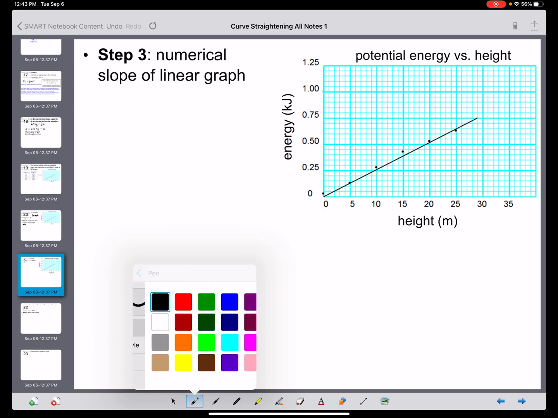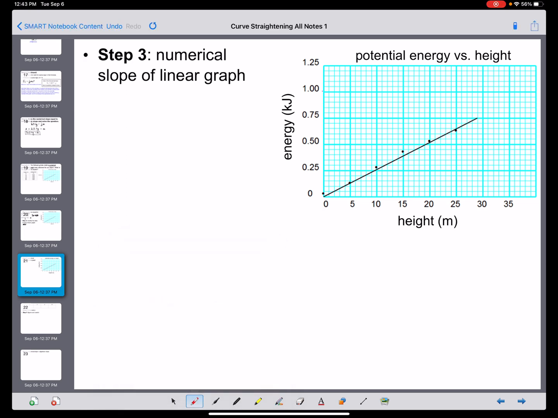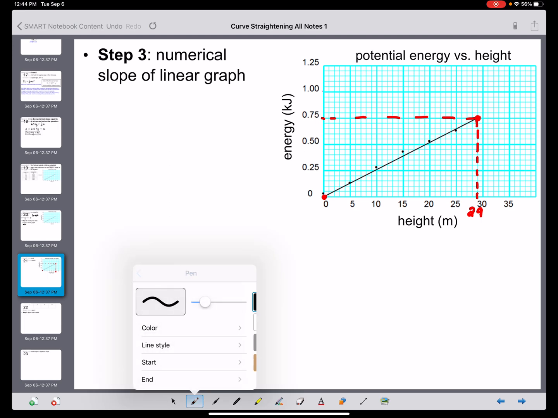Now, for step 3, we're going to find the numerical slope of the graph. We're going to calculate the slope by choosing 2 points that are not data points. Here I'm going to use 0, 0, because that's not a data point, and I'm going to use this one here. I am looking for places where I don't have to estimate. Those 2 points that I picked in red cross the grid lines in a nice spot, so I'm going to draw some dotted lines to help me read their values. Now I'll do my slope calculation.